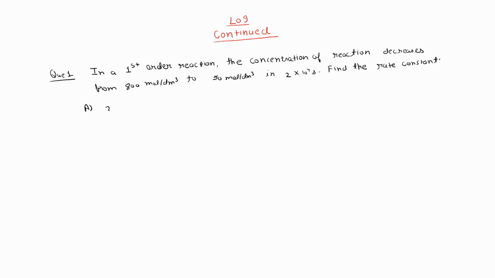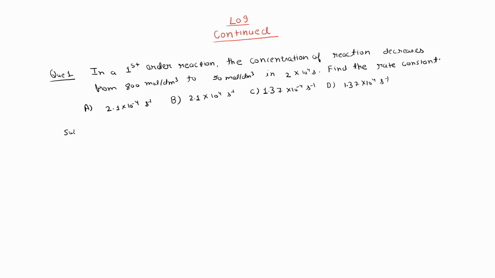Option A is 2.1 into 10 to the power minus 4 second inverse. B is 2.1 into 10 to the power 4 second inverse. C is 1.37 into 10 to the power minus 4 second inverse, and D is 1.37 into 10 to the power 4 second inverse.